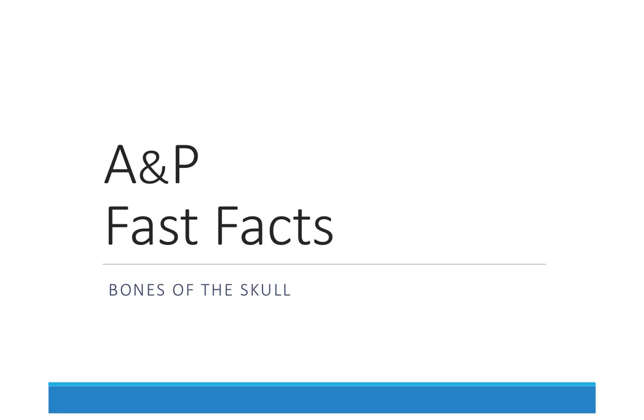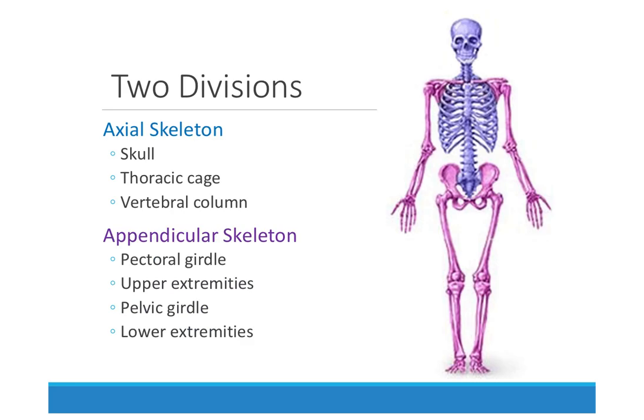In this video, I want to discuss the bones that make up the human skull. The human skeleton can be divided into two broad categories. We have the axial skeleton, which is comprised of the skull, the thoracic cage, and the vertebral column, and then the appendicular skeleton, which covers your limbs, upper and lower limbs, and the bones that allow those limbs to move around, the shoulder girdle and the pelvic girdle.